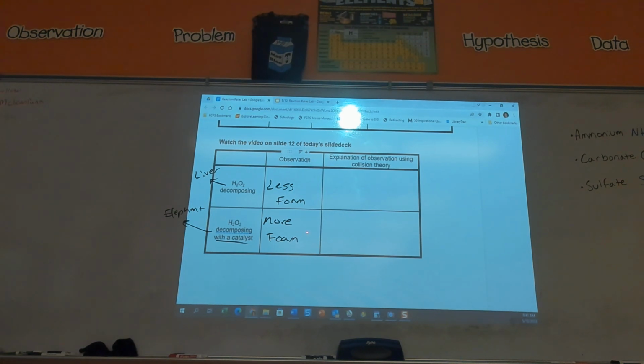Now, when I did this last year, a lot of people had a hard time. They could do the observations, but explaining this was a hard part. So collision theory, that's particles colliding. So why would it make sense according to collision theory that you would get more foam here and less foam here? So thinking back to the notes, when we went over catalyst, why would having a catalyst allow us to make more of that foam?